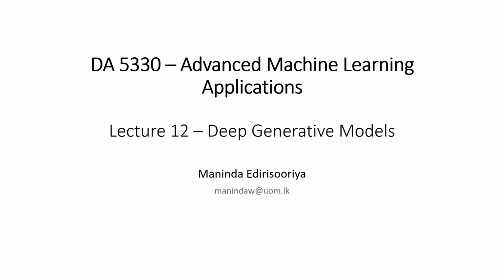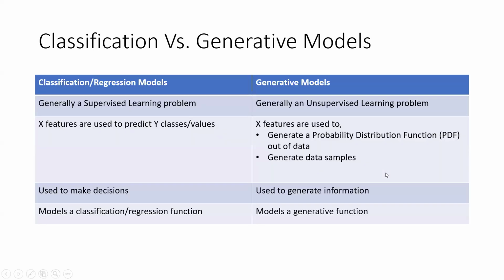Right, so today we are going to discuss another very important and very modern, trending type of deep learning models, which are generative models. Right. So let's see the differences between the classification and regression models that we have learned in most of the cases, and the generative models that we are going to discuss today.